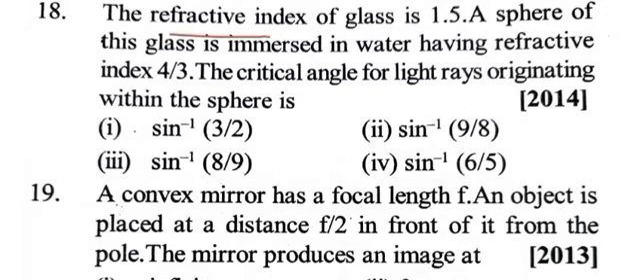The refractive index of glass is 1.5. A sphere of this glass is immersed in water having refractive index 4 by 3. The critical angle for a light ray originating within the sphere is i_c = sin inverse (mu_r / mu_d). So if we put the values, 4 by 3 divided by 1.5, then our answer will be sin inverse 8 by 9.